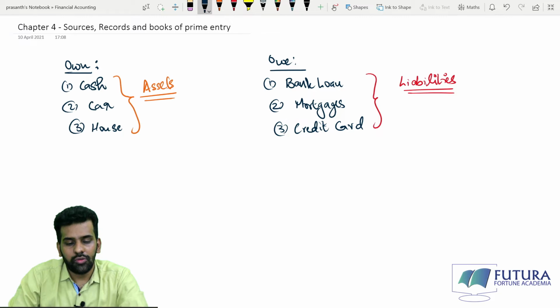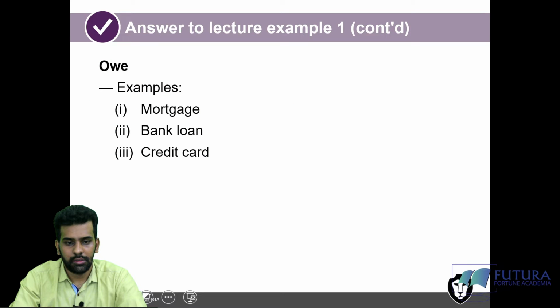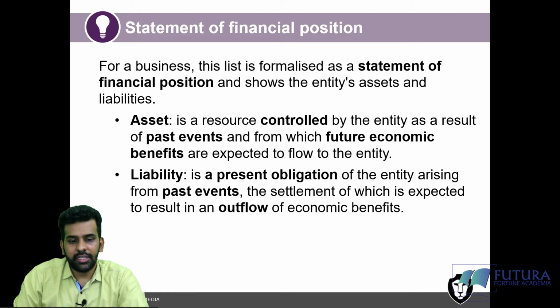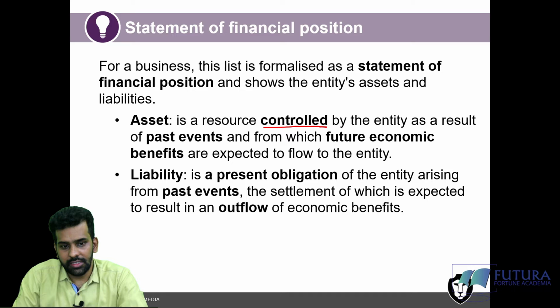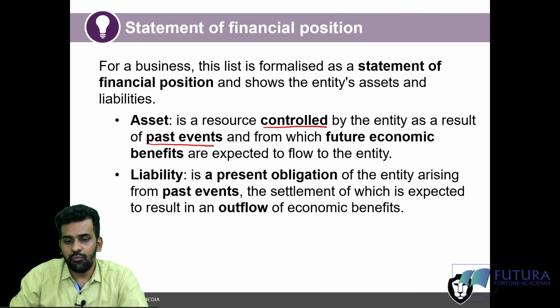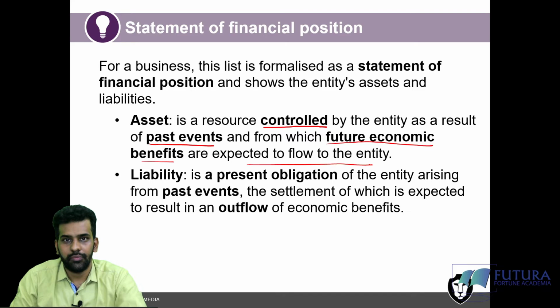So let us try to understand what are assets and what are liabilities. What is the definition of an asset? An asset is a resource that is controlled by the entity as a result of past events and from which future economic benefits are expected to flow to the entity. So let us take the example of a car here.